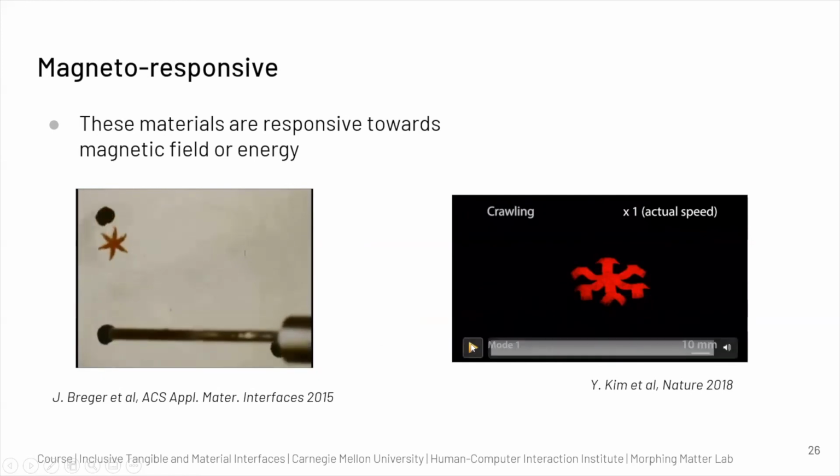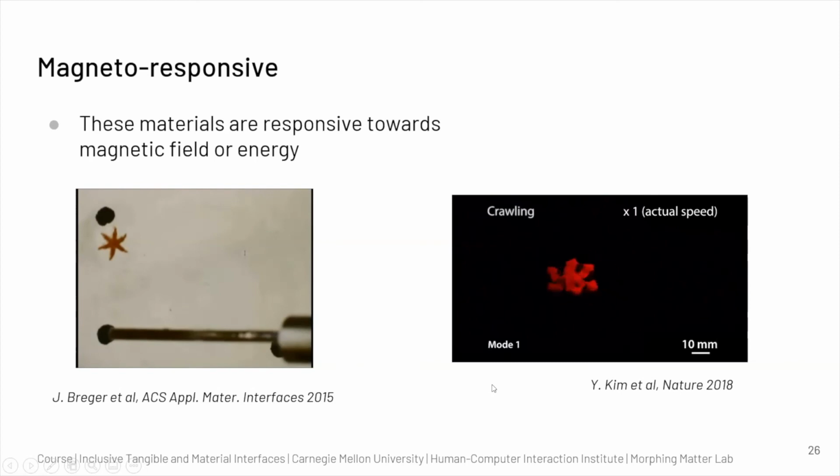The second one is a crawling board prepared by 3D printing using a magnetic material, and in this case it was printed in a way that the magnetic poles were aligned in different directions, and depending upon what magnetic field you apply, you can get different modes. In this case, they showed crawling, they showed moving, and they also showed rolling.